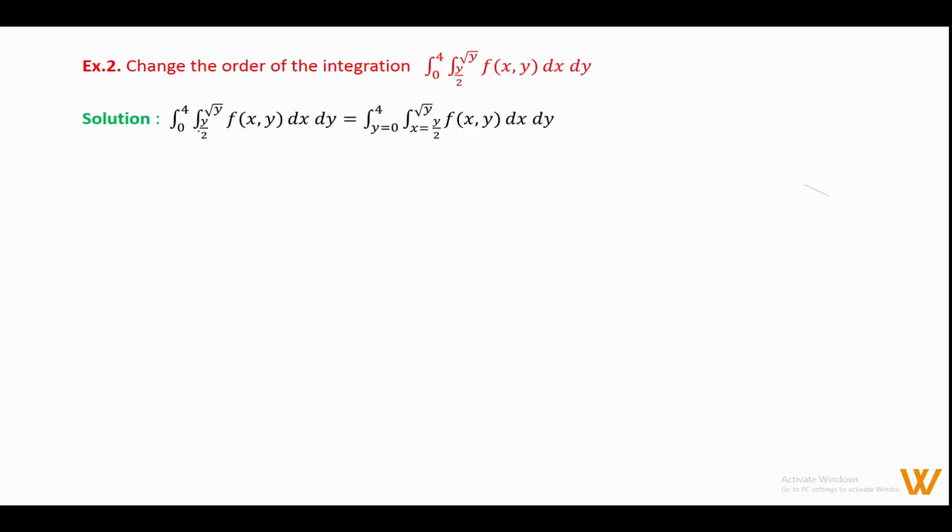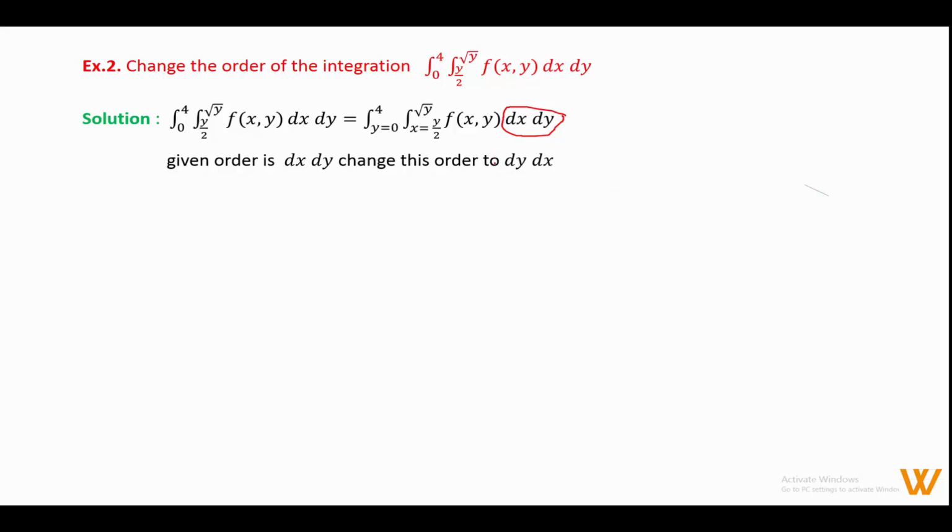Means these are values of x and the outside limits are values of y. Means y varies from 0 to 4 and x varies from y upon 2 to root y, f of xy dx dy. So this is the order of integration. Therefore the given order is dx dy. Now change this order to dy dx.